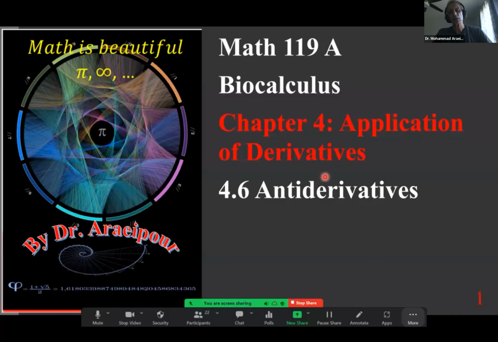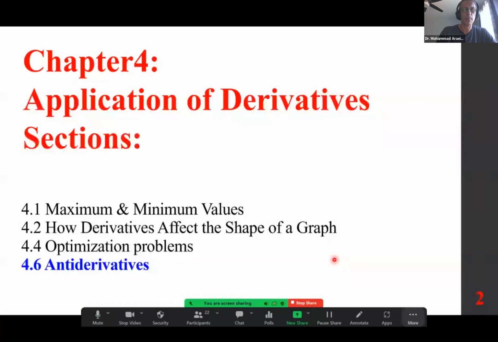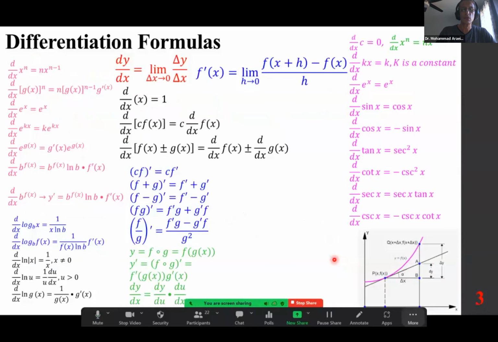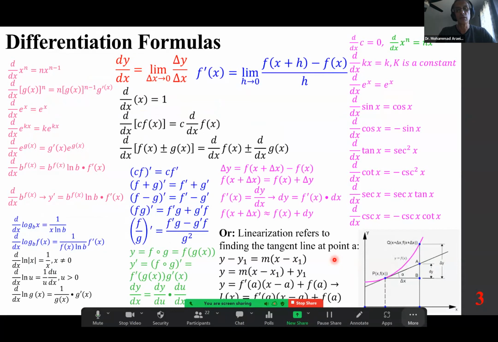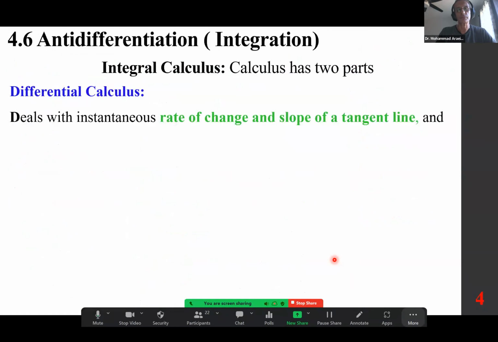Good afternoon, class. We are looking at section 4.6, Antiderivatives. So we've seen differentiation formulas, and we need to be very comfortable with them so we can move on to the reverse process, or antidifferentiation, or integration.